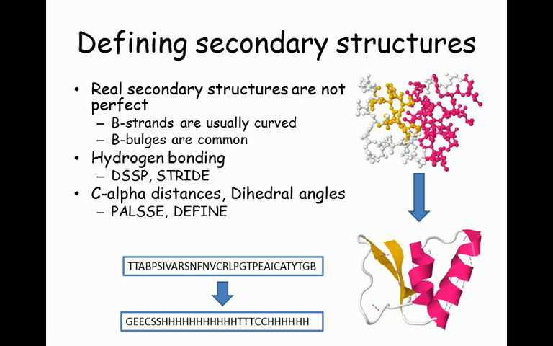So DSSP is one of the classic programs that assigns secondary structures from tertiary structures. This one usually looks at the hydrogen bonds formed between residues, and then it figures out which secondary structure state it should have. Other methods also use the alpha carbon atom distances and dihedral angles to define secondary structures.